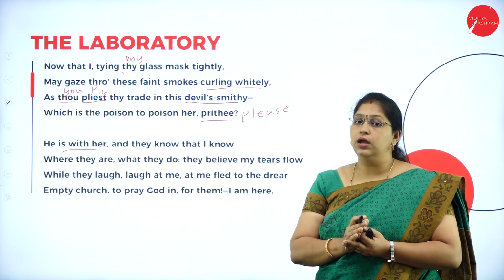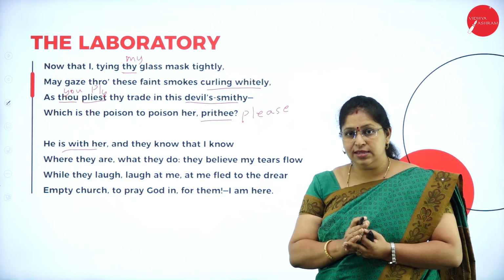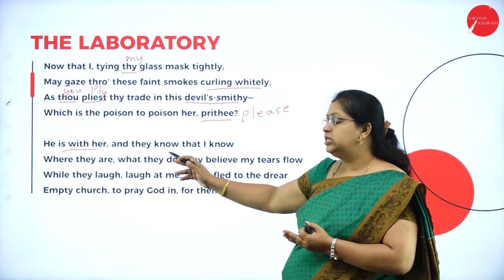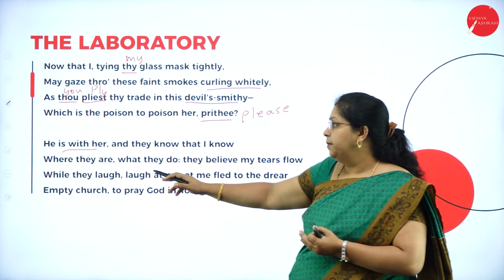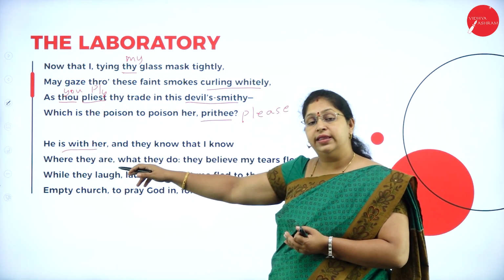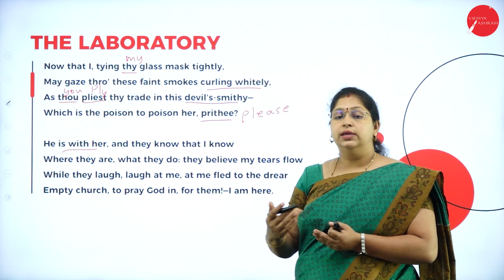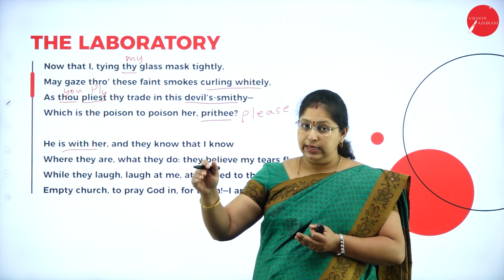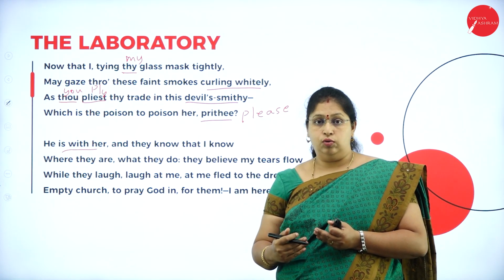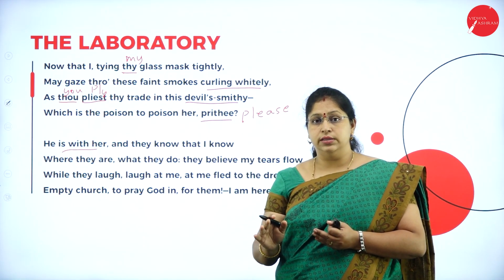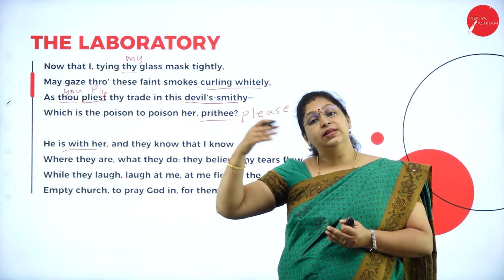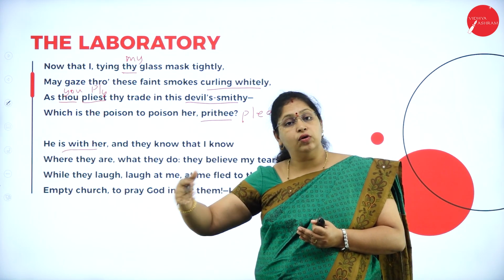This is the theme of the poem. Jealousy, death and revenge is the theme of the poem, right? So, we can see jealousy from this stanza. He is with her and do you know that I know where they are. Okay. So, here she tells that my lover is with that woman and I know where they are and what they are doing. And she also tells us that even they know that I know about these two.